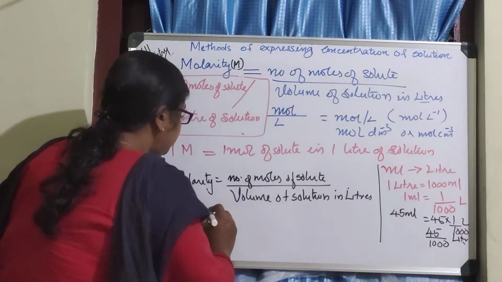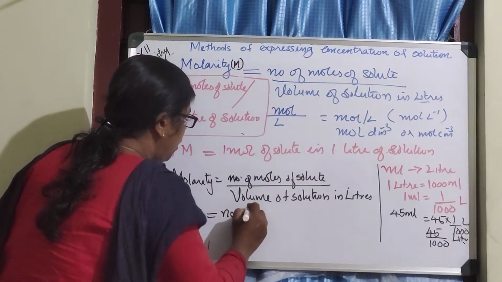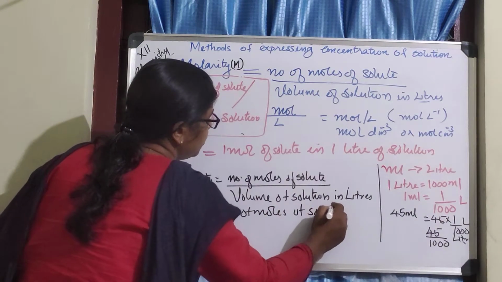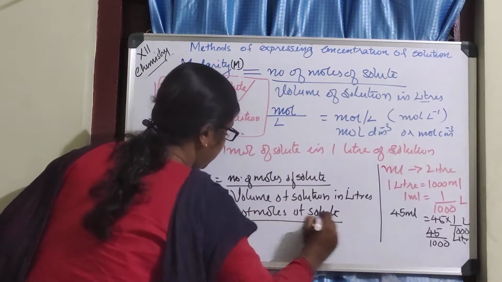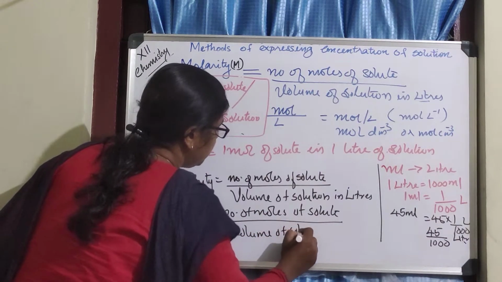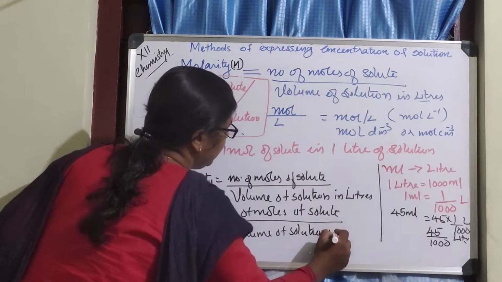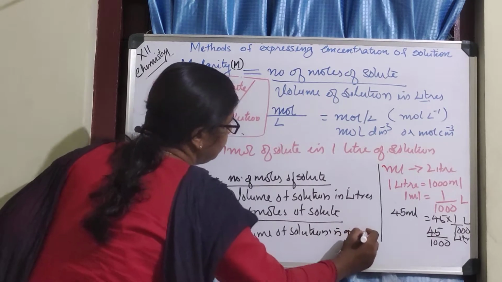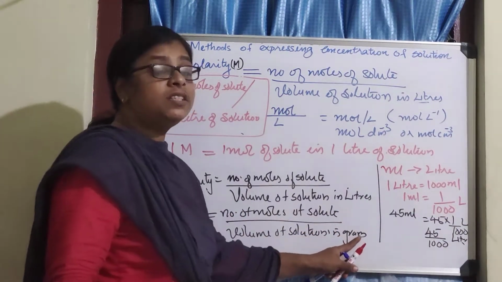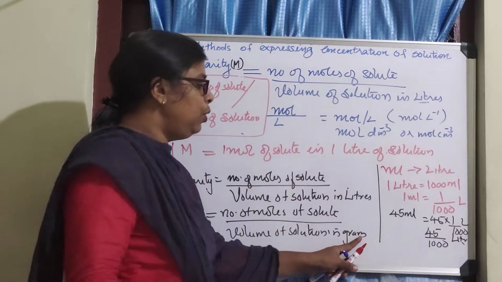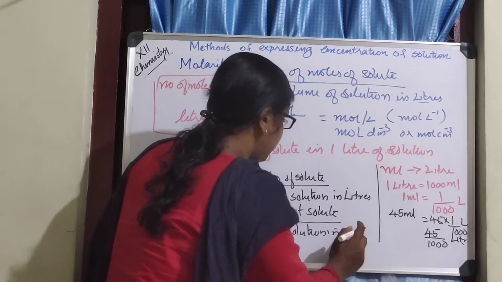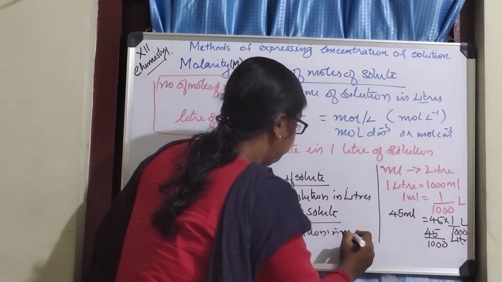So that is number of moles of solute by volume of solution in ml. If it is in ml, we have to convert this into liter.